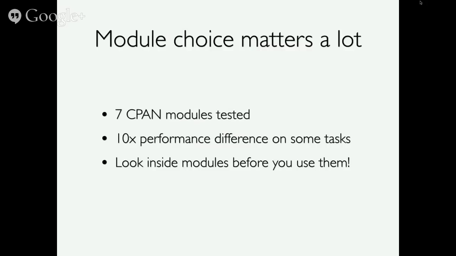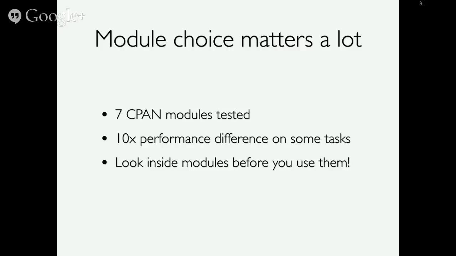The other thing was that module choice really, really mattered. This is one particular task on CPAN, ordered hashes. I tested 7 CPAN modules out of the dozen or so that I found. And it was a 10 times difference in performance from the best to the worst on a number of these tasks. Sometimes it was only 5 times difference, but it was 10 times for some of these. So the choice of your module really matters. And I think that you really ought to look inside modules before you use them. When you're going to use something, actually open it up and see how they implement that, and does this implementation look sane and reasonable?